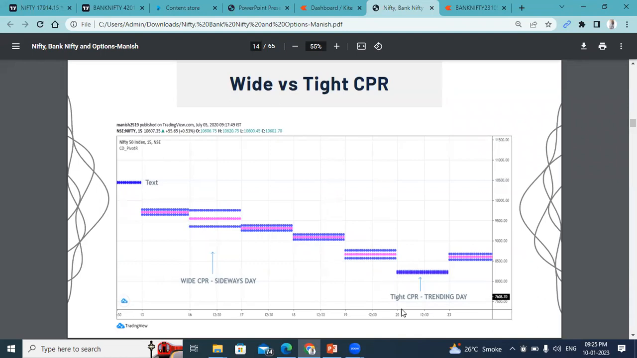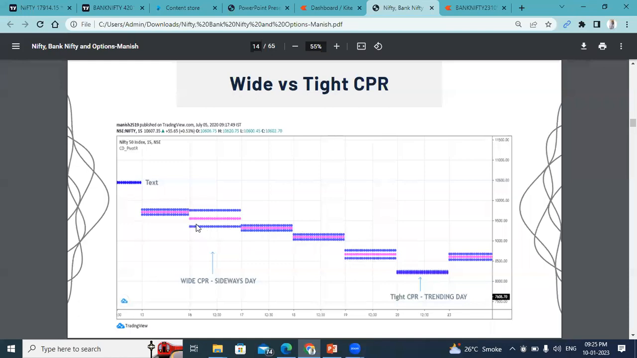Now tight CPR indicates trending day. Chances are today you see a one side trend. This trend can be on upside, this trend can be on downside. So as an option buyer, this tight CPR is very good. Tight CPR is a very good day to buy options, because as the option buyer we want momentum, we want price to move one side. तो ऐसा कब हो सकता है? टाइट CPR के दिन. But if you are an option seller, then this wide CPR day is a very good day for you, because very high chances the day will be sideways and you can earn option premiums.